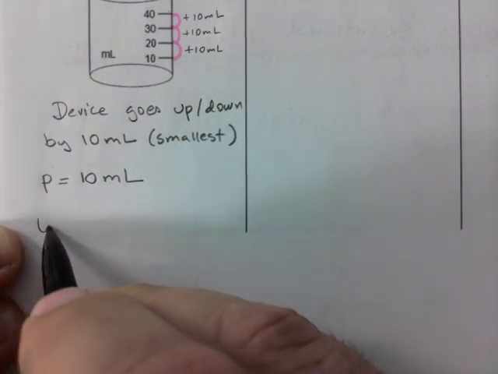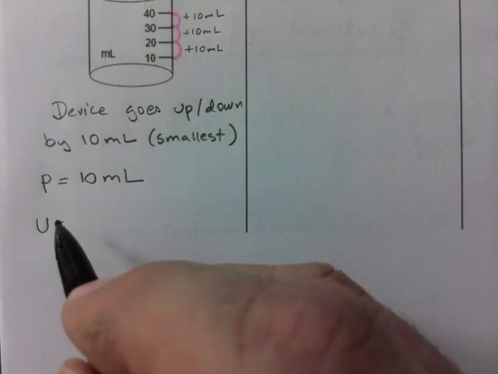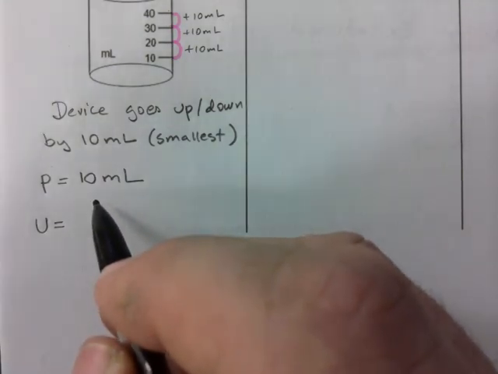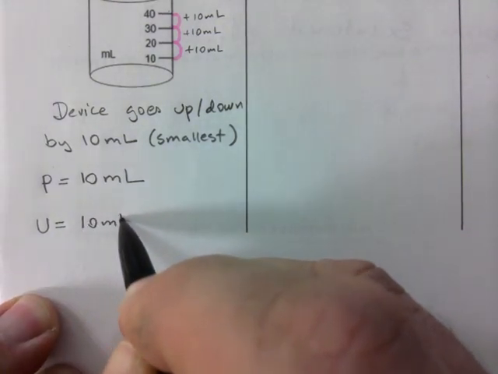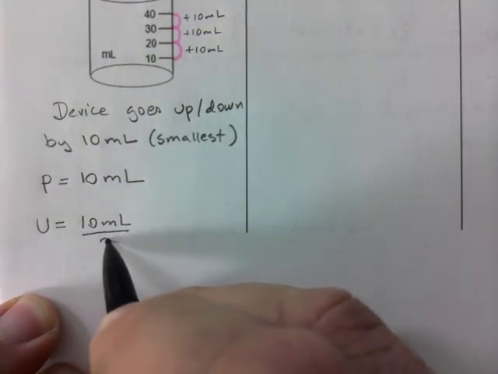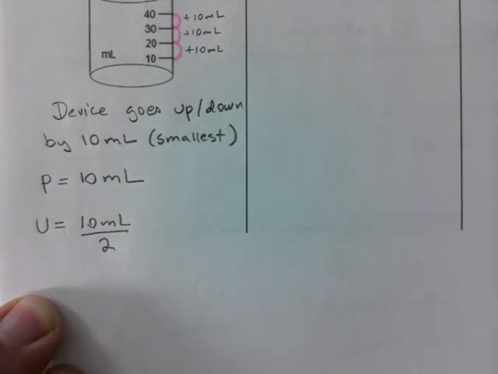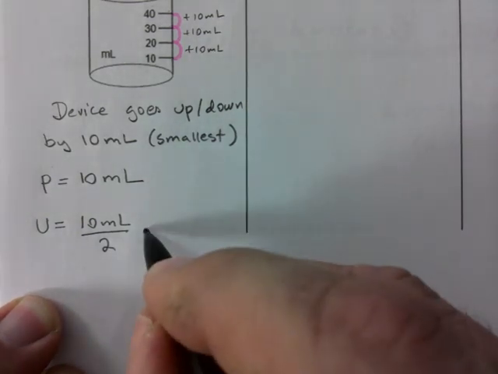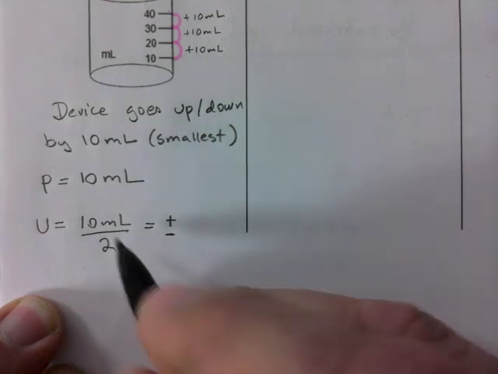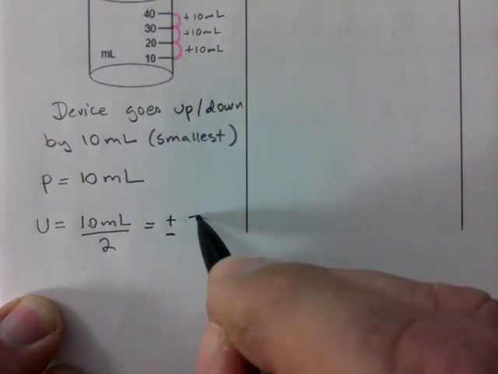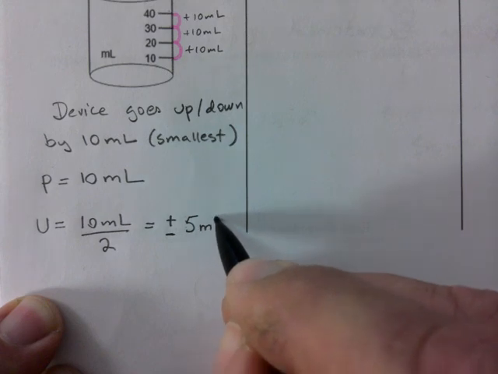And the uncertainty, that's the beauty of this. Let's say you get your precision wrong. You messed it up, you got a wrong answer. If you show that you're taking your precision and dividing it in half, you still get partial marks. Okay, guys? So that's plus or minus 10 divided by 2, which is 5, so 5 mLs.